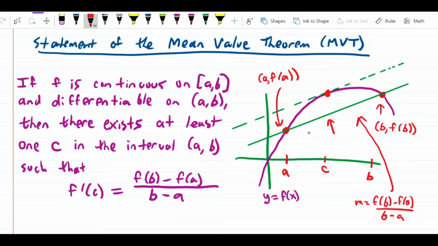So that's what you see here in the final statement of the mean value theorem: somewhere there's some point c where the derivative is equal to this expression which gives the slope of the secant line. That's just stating that at the point c, the tangent line has the same slope as the secant line, or is parallel to that secant line.